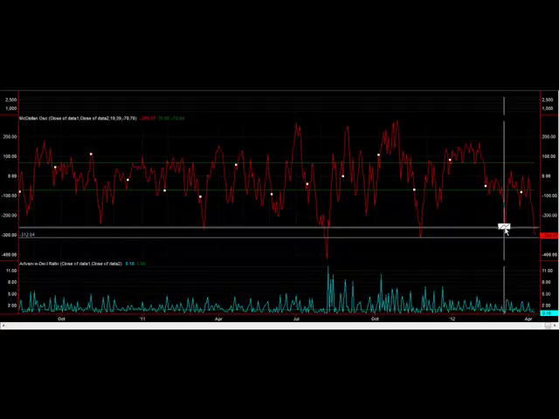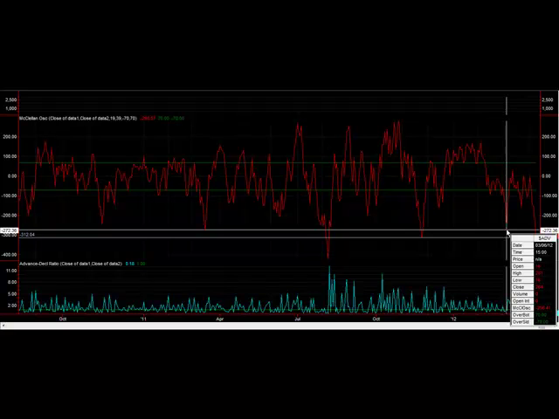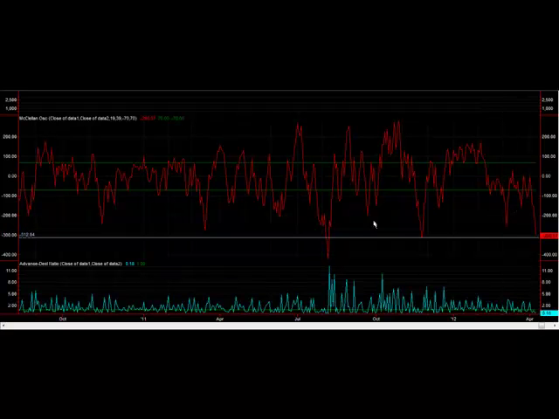This time was also a rally. This was March lows, and then we rallied from there. So we need to see what happens here. We are short-term oversold right now.